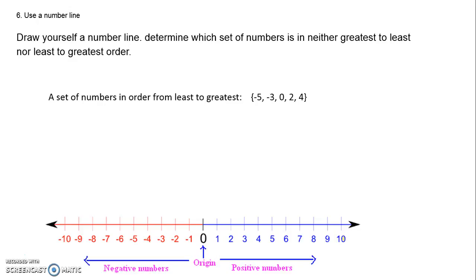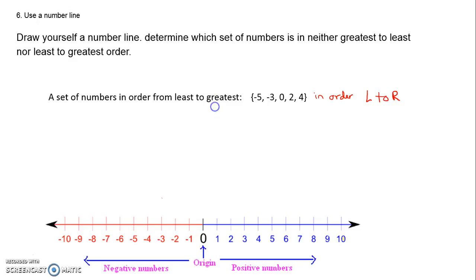Let's take a look at a set of numbers that are in order from least to greatest. If you look at your number line and you start at -5, then you move to the right, -3, then you move to 0 further to the right, moving to 2 is further to the right, and 4 is further to the right. So if they're in order from left to right on a number line, then you're in least to greatest order. So that is a set of numbers that are totally in order.